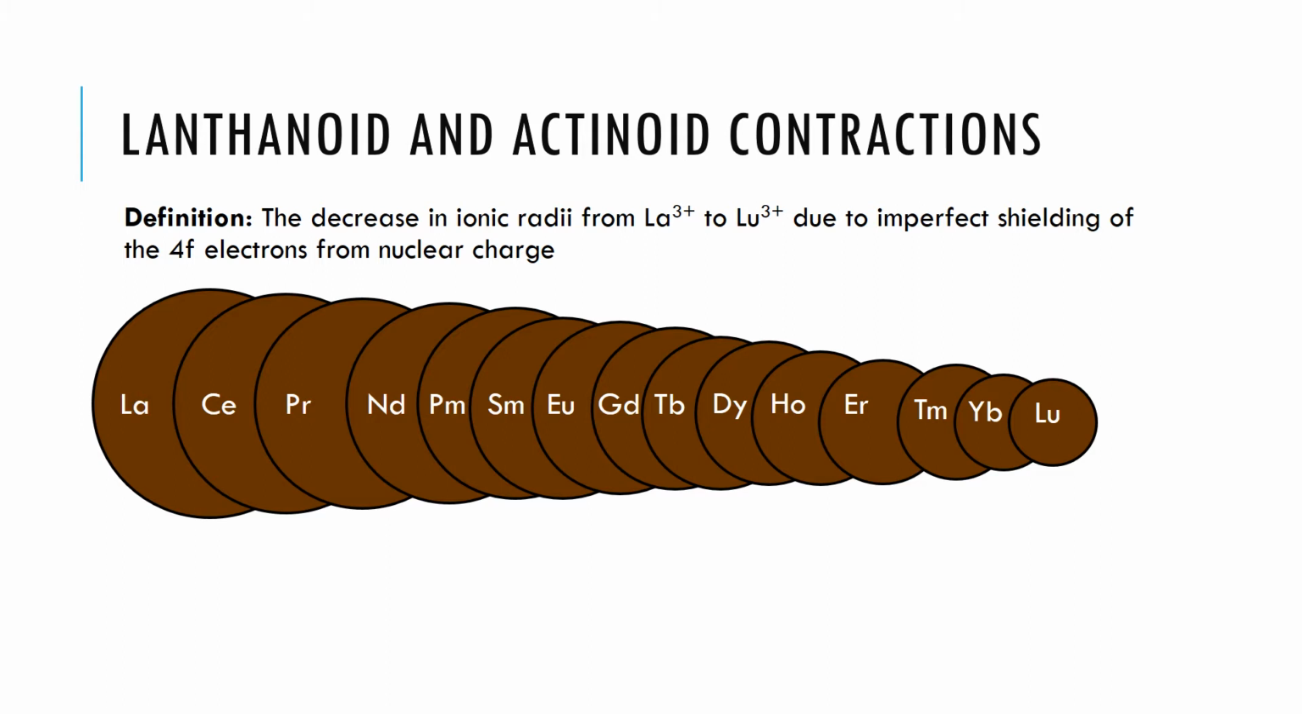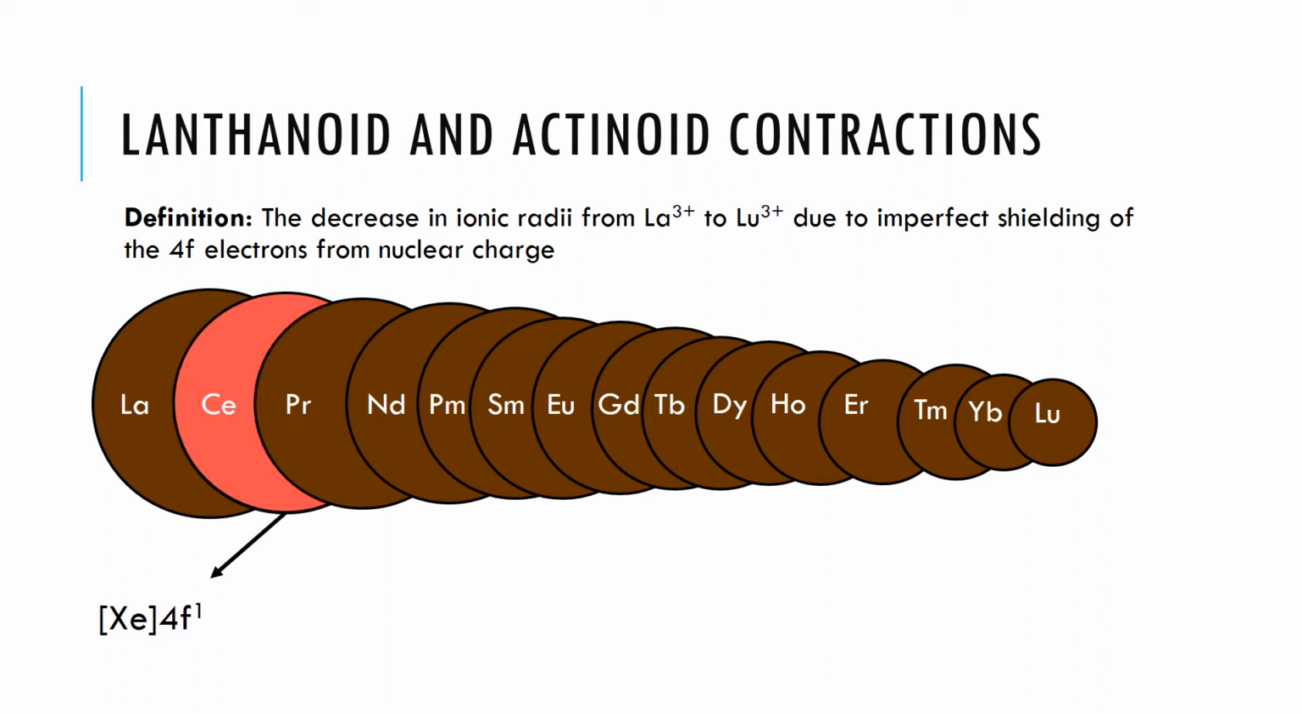The formal definition then is that there is a decrease in ionic radii from lanthanum 3+ to lutetium 3+ due to imperfect shielding of the 4f electrons from nuclear charge. And you can see I've shown that schematically there.